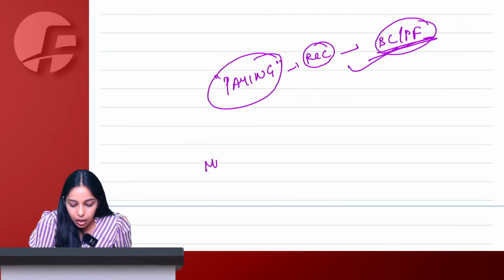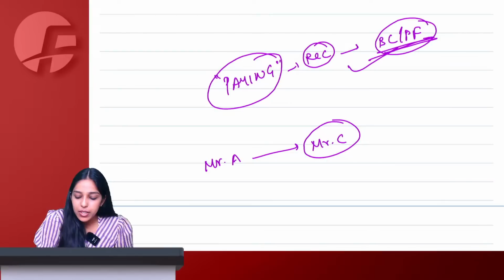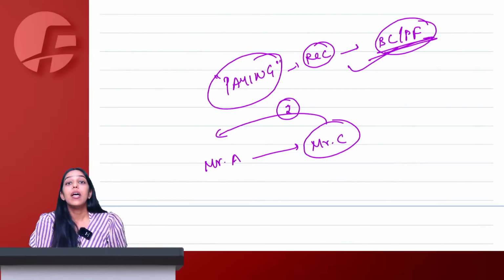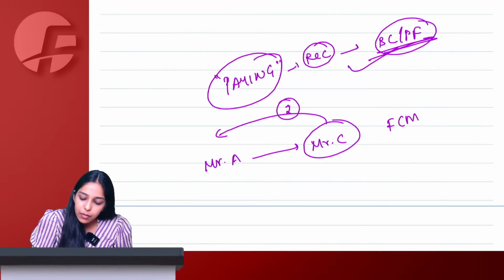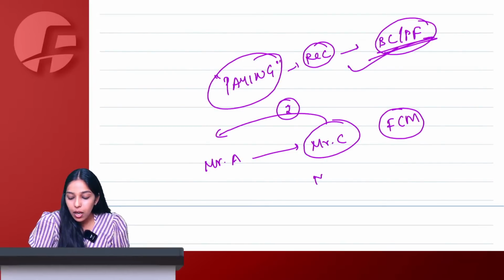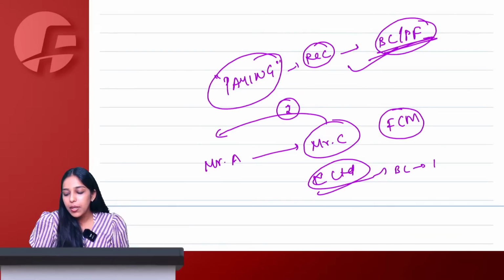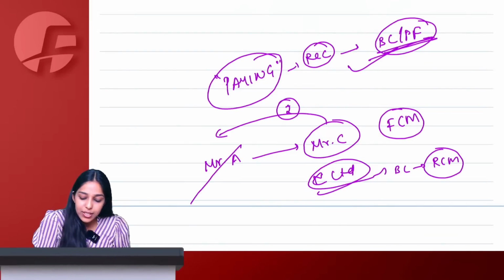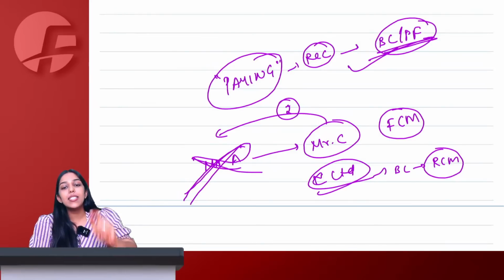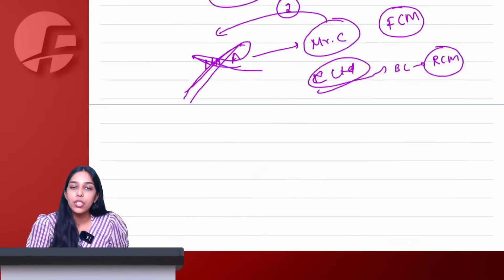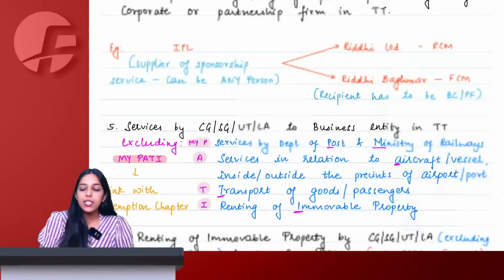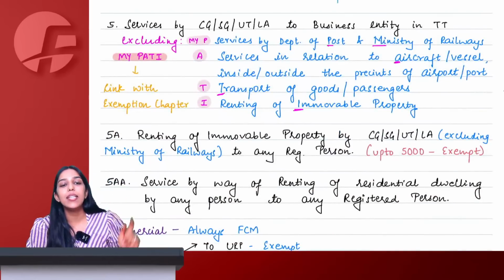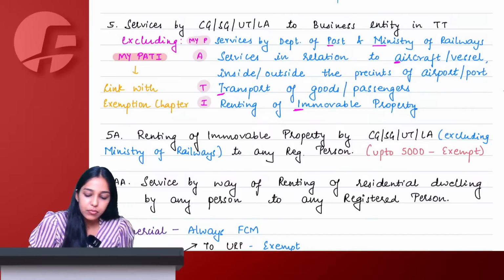But let us say Mr. A provided sponsorship services to Mr. B, so to Mr. C. Mr. C paid the amount of sponsorship. Now in this case, this will be taxable under forward charge mechanism. Had this been not Mr. C but C Limited, then being a body corporate, C Limited would pay tax under RCM. Who the supplier is, is not relevant at all. The recipient has to be a body corporate or partnership firm, then RCM will apply. Even if they are unregistered, they will take registration under section 24 and then discharge their liabilities.